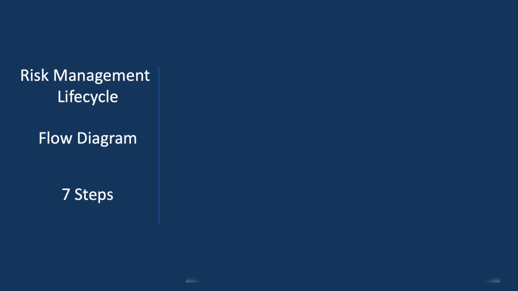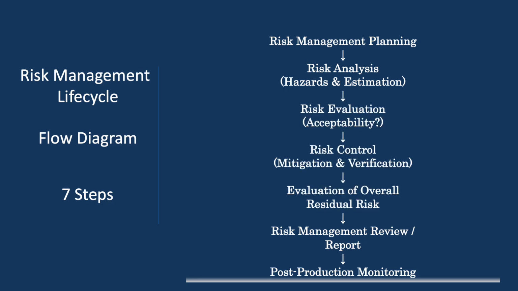Now we'll go into the risk management process framework, the life cycle of risk management. Here we are showing the flow diagram consisting of 7 different steps, starting with planning and ending with post-production monitoring. In between you have the risk activities: risk analysis, risk evaluation, risk control, residual risk evaluation, and risk management review report. We'll discuss briefly all of them.